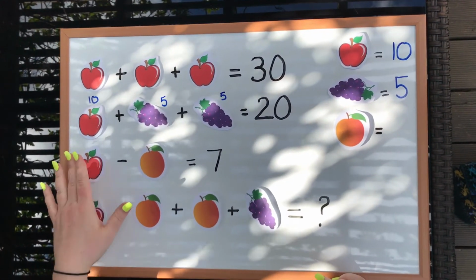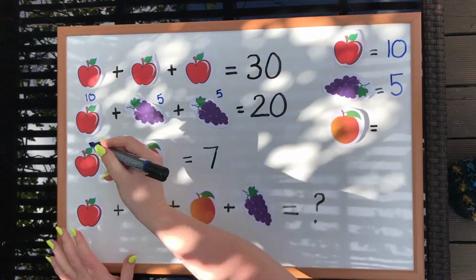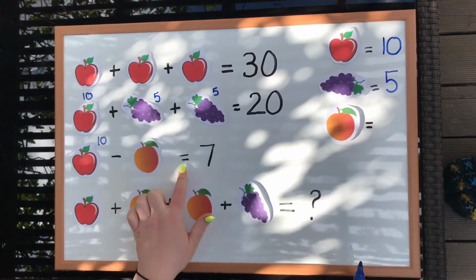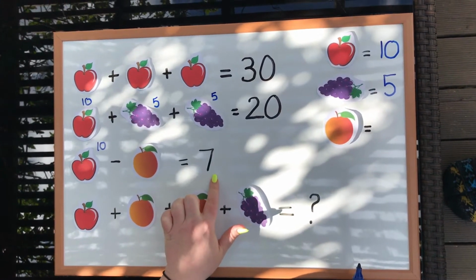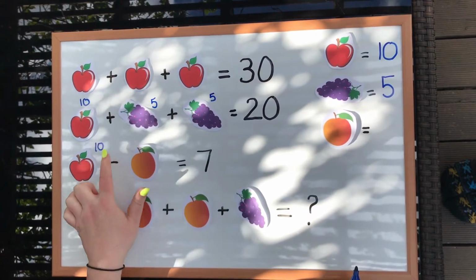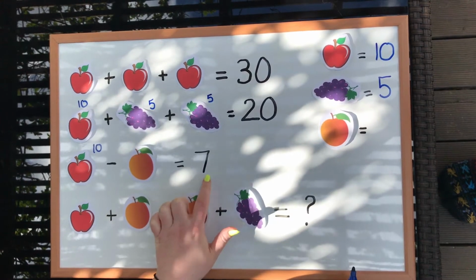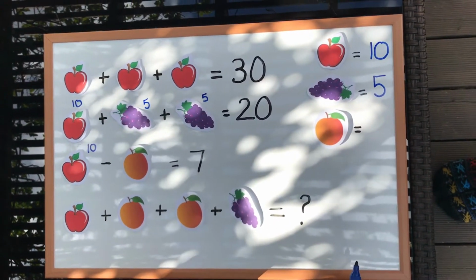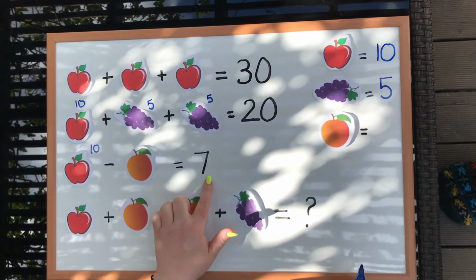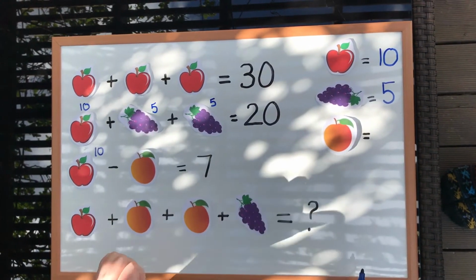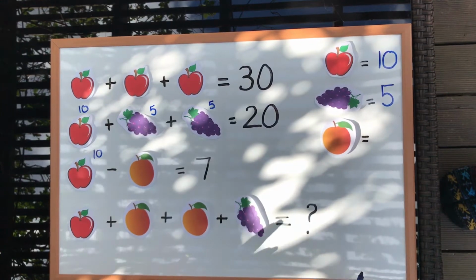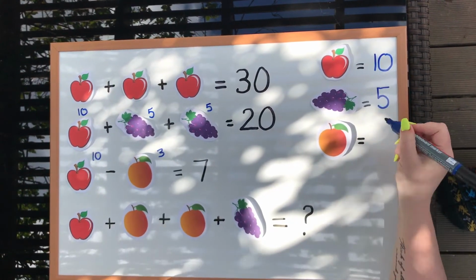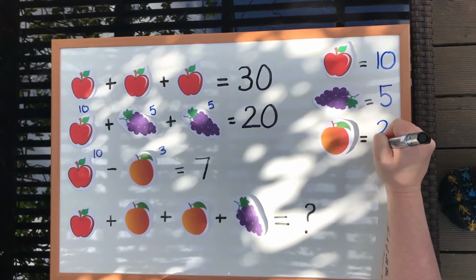Our next question, we have apple, and if you remember, apple is 10. Take away peach equals 7. So what do you have to take away from 10 to have 7 left over? That will give us the value of what peach is. So 7 add 1, 2, 3 gives me 10. So peach is equal to 3.